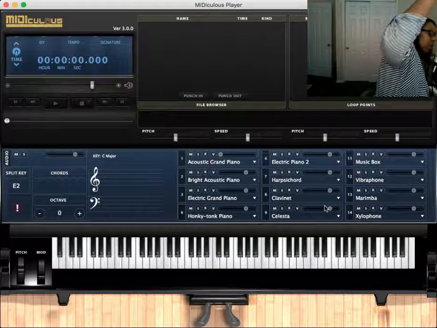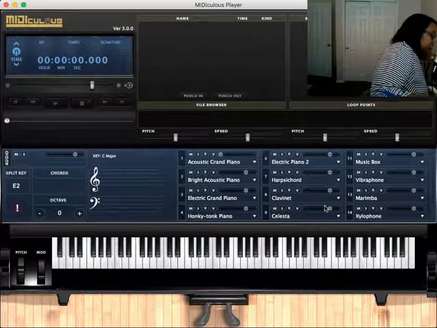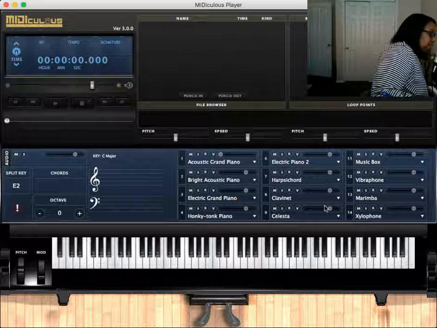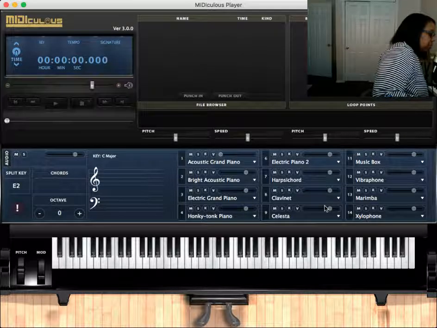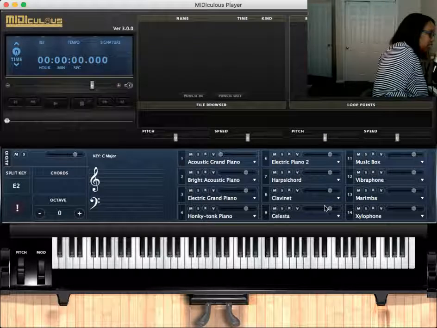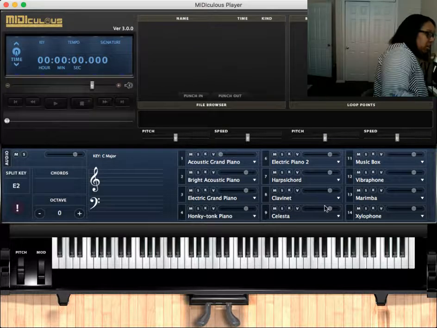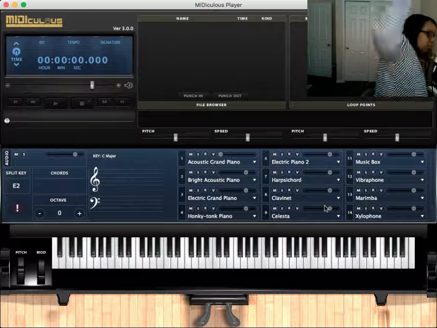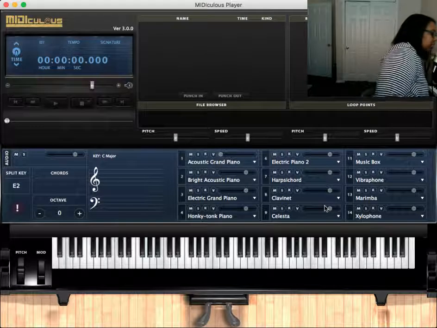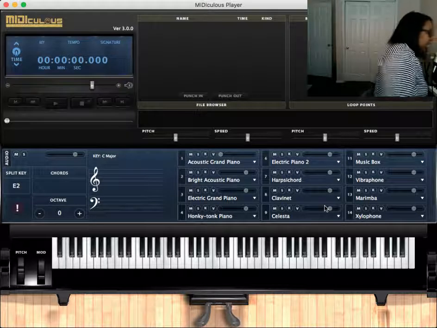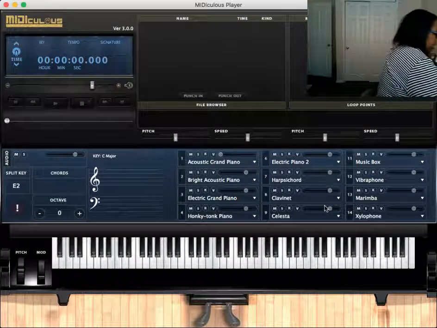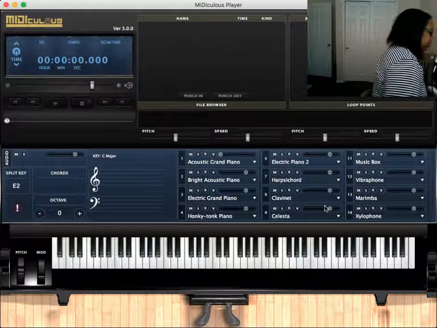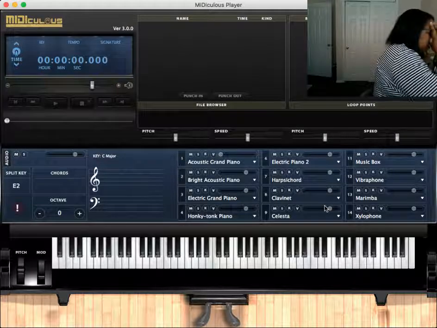I'm not a conductor, so if anybody's a conductor that's watching, I'm not at all into conducting, but the upbeat would be 1, 2, 3, 4, 1, 2, 3, 4, 1, 2, 3, 4. So you get the idea that the downbeat is where beat one is of your measure.